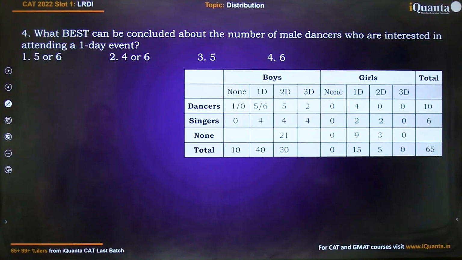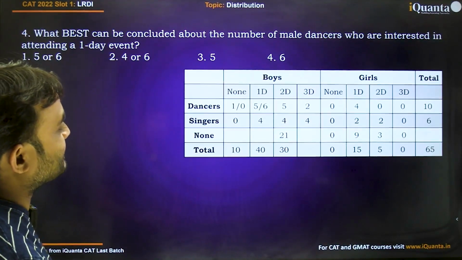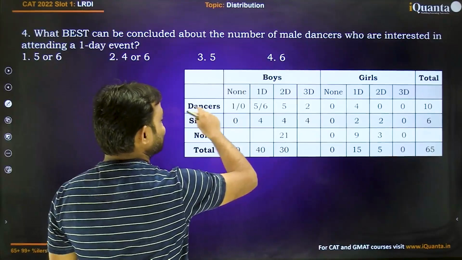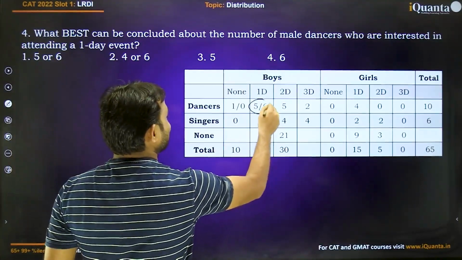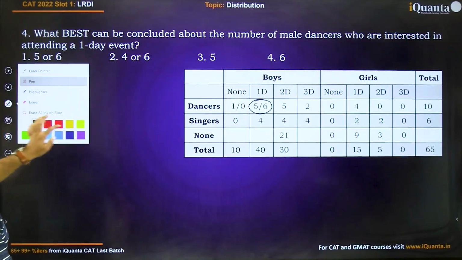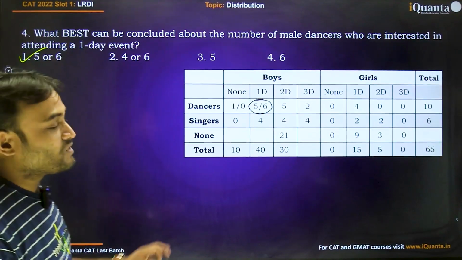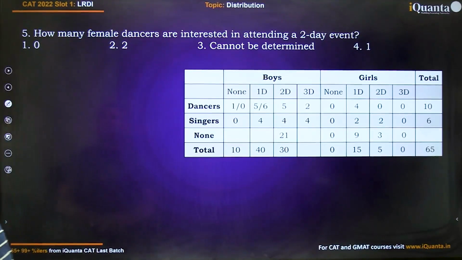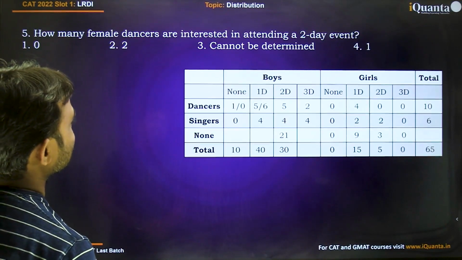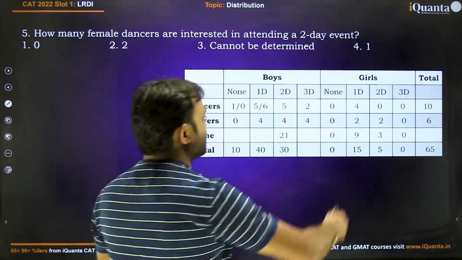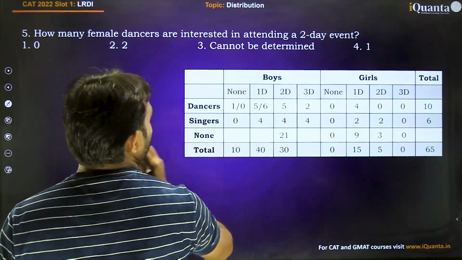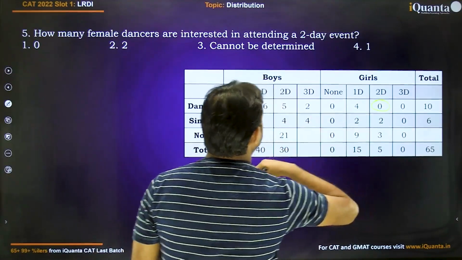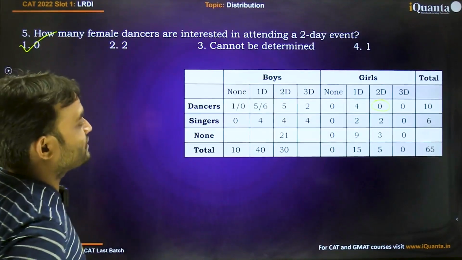Question number 4, it says, what best can be concluded about the number of male dancers who are interested in attending the one-day event? It will be either 5 or 6. You can see how easily we can solve these questions now once we are done with this table. It's very easy to find each value. Question number 5, it says, how many female dancers are interested in attending the 2-day event? Female dancers, 2-day event. It's about dancers, so it will be 0. So the answer is option 1.